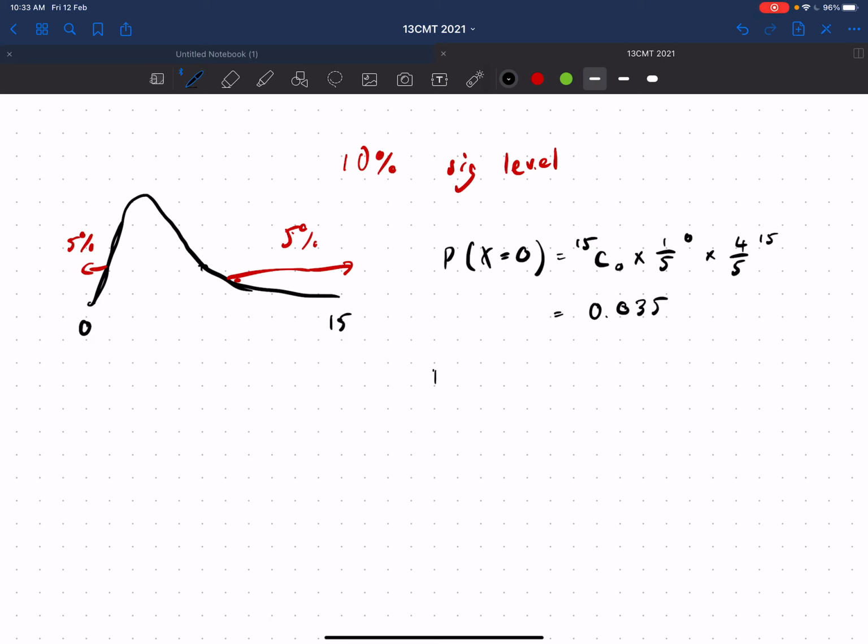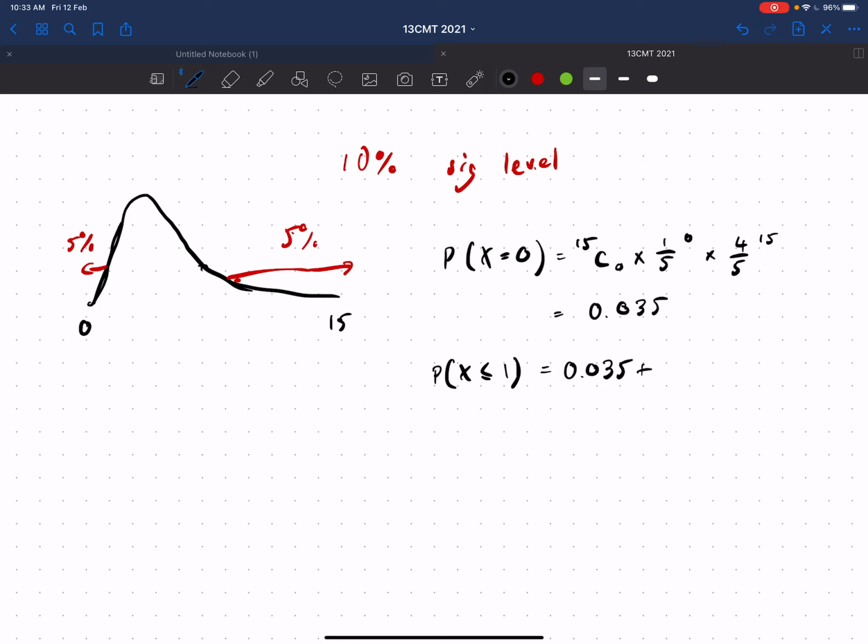So I'm going to do the probability that x is less than or equal to 1, which is the 0.035 I've already got, plus the probability of 1. Okay, so it's a cumulative process. Okay, that's why it's quite good to know how to use your calculator and keep the values on your calculator.